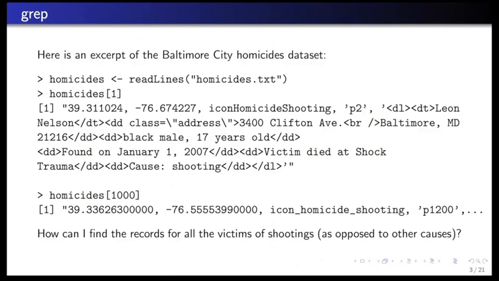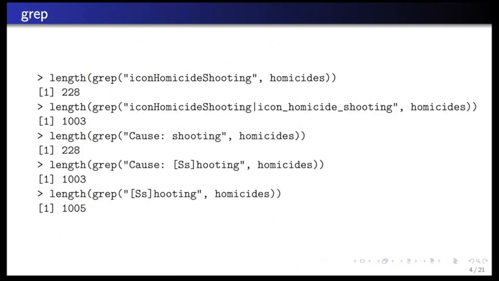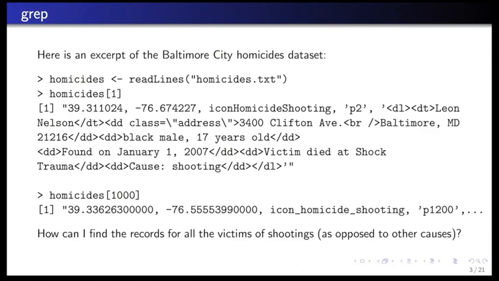Okay, so I can grep on this icon homicide shooting thing, and when I do that, I get 228 elements. So that seems a little low. One of the reasons is that in the first entry here, it says icon homicide shooting, but in the 1000th entry, it says icon underscore homicide underscore shooting. So that's a different name, and grep isn't going to match it, because I gave it a literal string. I told it to literally match this string, so it's not going to match anything that doesn't look like it. That's why it only gave me 228.